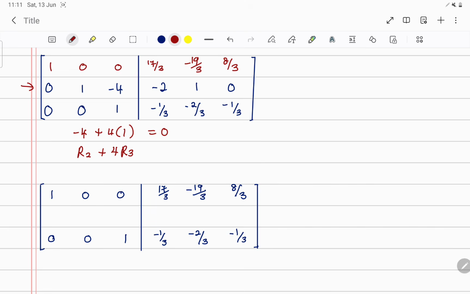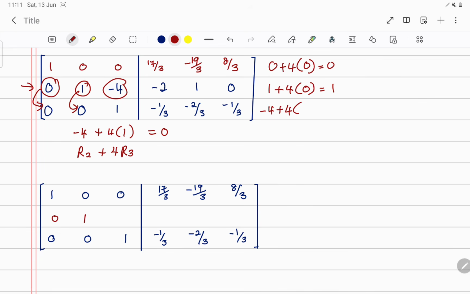Okay, now proceed. So we have R2 equal to 0 plus 4 multiply with R3, which is 0. The answer is equal to 0. We have 1 plus 4 multiply with R3, which is 0. So the answer is equal to 1. We have negative 4 plus 4 multiply with R3, which is 1. So here you're going to get equal to 0.